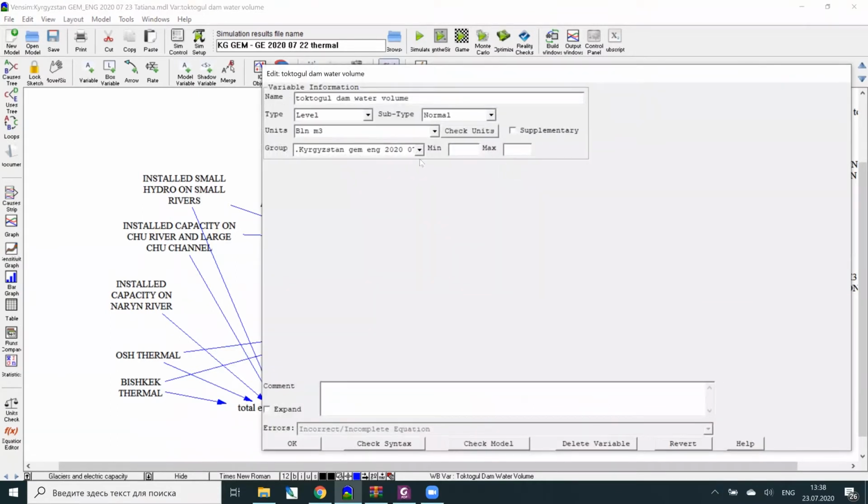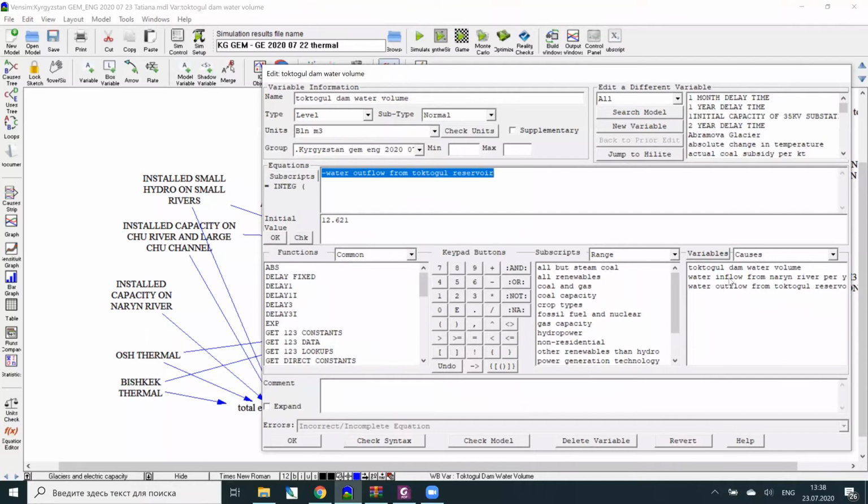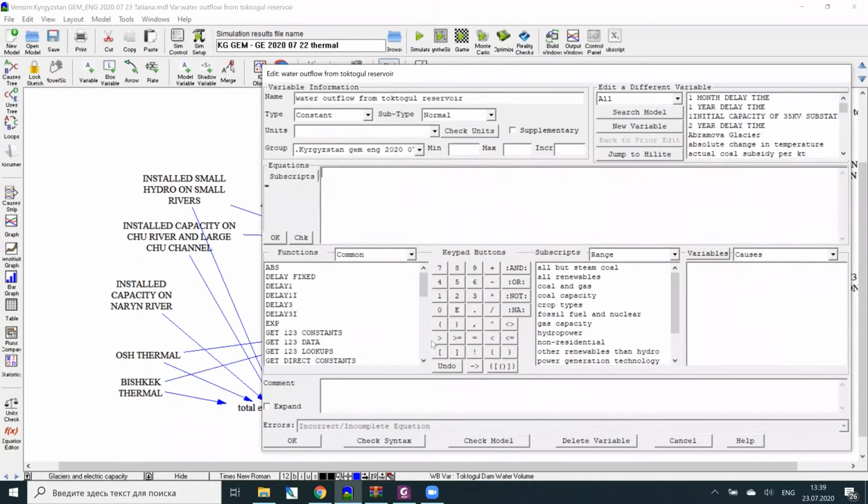Yeah, I wanted to add the minus, but it seems that the plus is gone, actually. Water inflow minus water outflow. That should be fine. And so we come to the water outflow. We have, this is billion cubic meters per year.